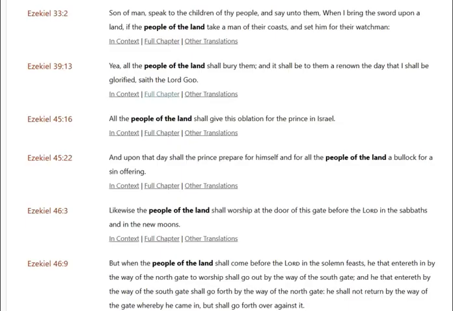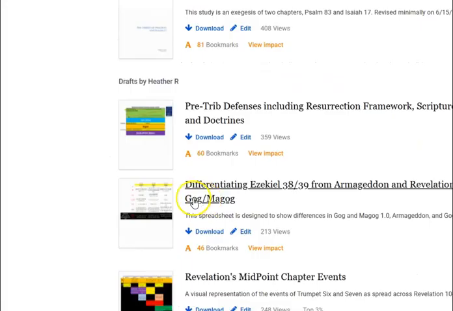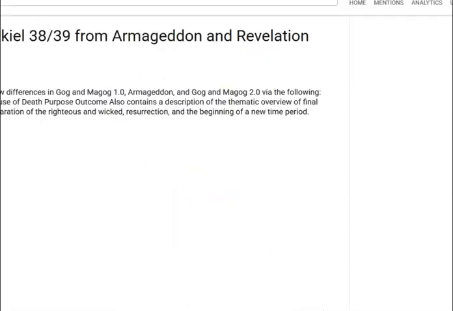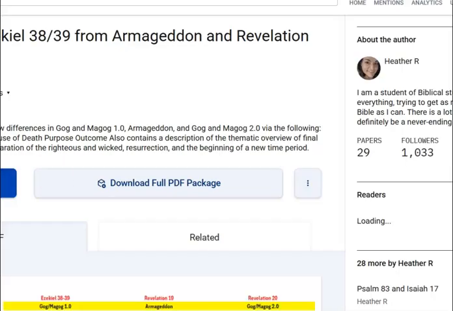Satan goes to deceive people in the 4 quarters of the earth, Gog and Magog, to gather them to the battle, to come against the camp of the saints in Jerusalem. So there's vast differences there, even in those few different ways. And I actually have a chart on my academia page, which details in several different ways the differences between Ezekiel 38 and 39, Revelation 19, which we'll get to in a second, and Revelation 20. And actually, I will bring that up for you right now. Is this differentiating Ezekiel 38 and 39 from Armageddon and Revelation 20's Gog and Magog? So we'll download that PDF.